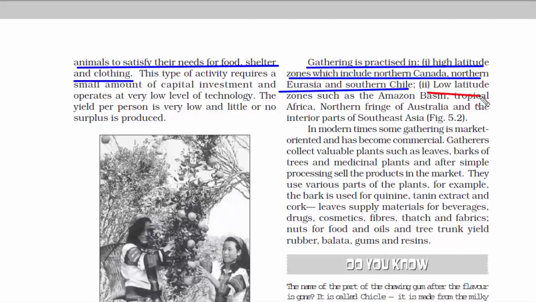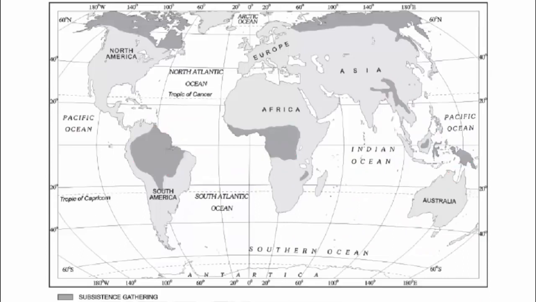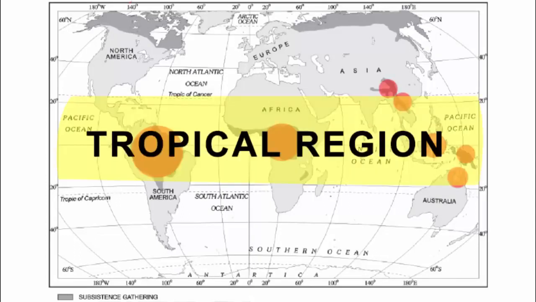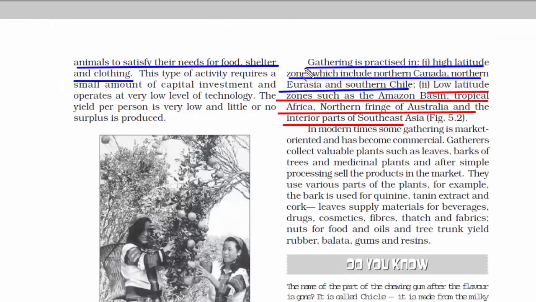And the places at low latitude zones such as Amazon Basin, tropical Africa, northern fringe of Australia and the interior part of Southeast Asia, these are tropical regions of southern hemisphere. Here mainly you will find evergreen trees, bushes and shrubs which have medicinal qualities. They are also used for beverages, drugs, cosmetics, fibers, fabric, etc. And after simple processing, the products are sold in the market. So you can understand the commercial usage of this primary activity.